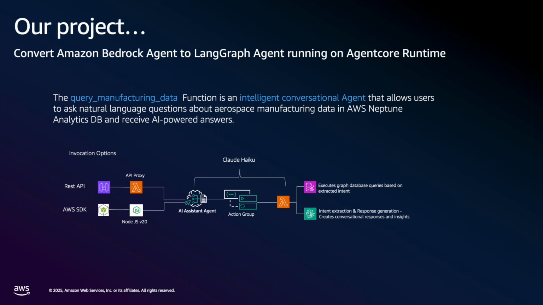I have an existing Bedrock agent that's a text-to-cipher agent, meaning you provide a natural language query to the agent, and the agent will convert that query to OpenCypher, the query language, to query a graph database, and it will execute that query against my Neptune graph database, and the graph database results will be sent back to the LLM for the LLM to synthesize the data and provide a natural language completion. So let's view a demo of that existing Bedrock agent.